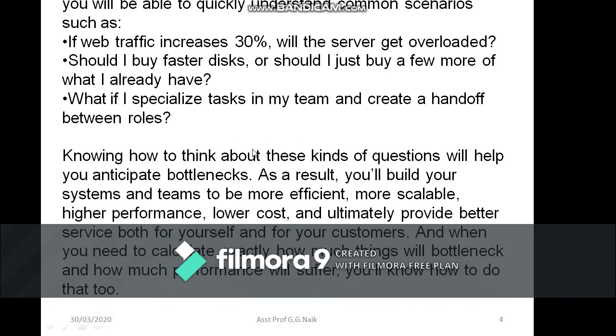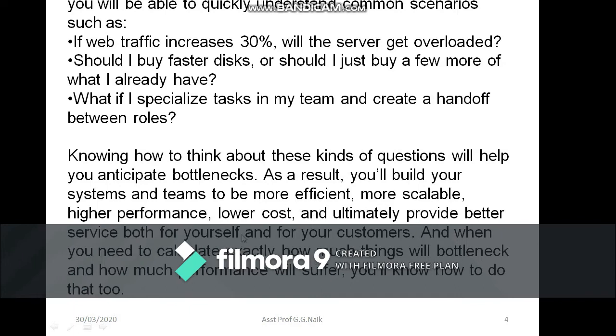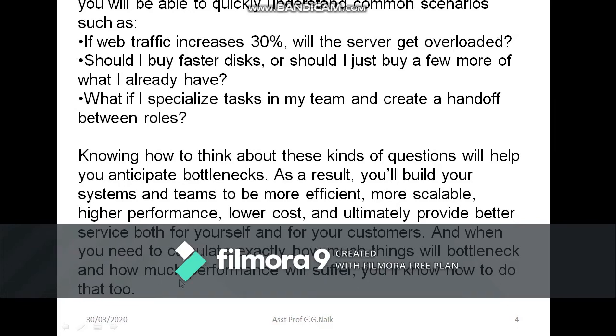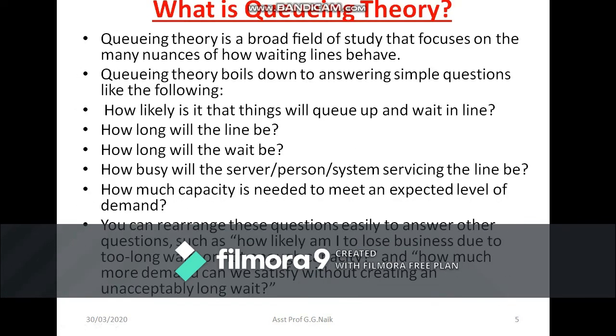Knowing how to think about these kinds of questions will help you anticipate bottlenecks. As a result, you will build your systems and teams to be more efficient, more scalable, high performance, low cost, and ultimately provide better service both for yourself and for your customers. And when you need to calculate exactly how much things will bottleneck and how much performance will suffer, you will know how to do that too.